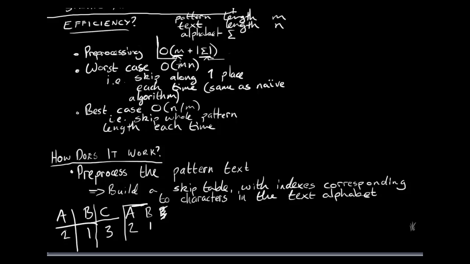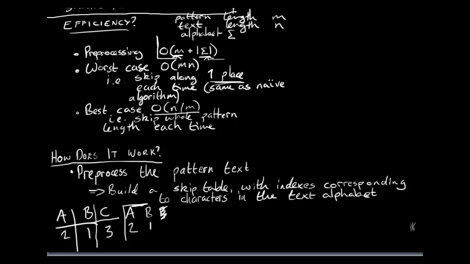Now in the worst case, we're only going to be skipping along one place at a time, and this is the same as the naive algorithm. So in the worst case we get the same efficiency as a naive algorithm, however in practice it's usually much more efficient than this, and in fact in the best case we get order n divided by m, which is a massive improvement. This best case occurs when we skip the entire pattern length each time we mismatch.